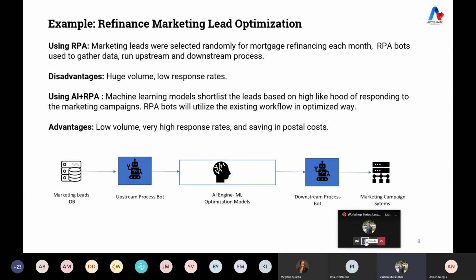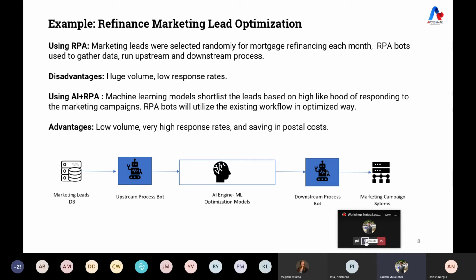This was also a project where we combined both RPA and machine learning in a very good way. This particular project was more related to marketing campaigns. This was for a huge mortgage portfolio company. What they were doing is they were getting marketing leads for refinancing offers, and they were getting the marketing leads from certain providers.